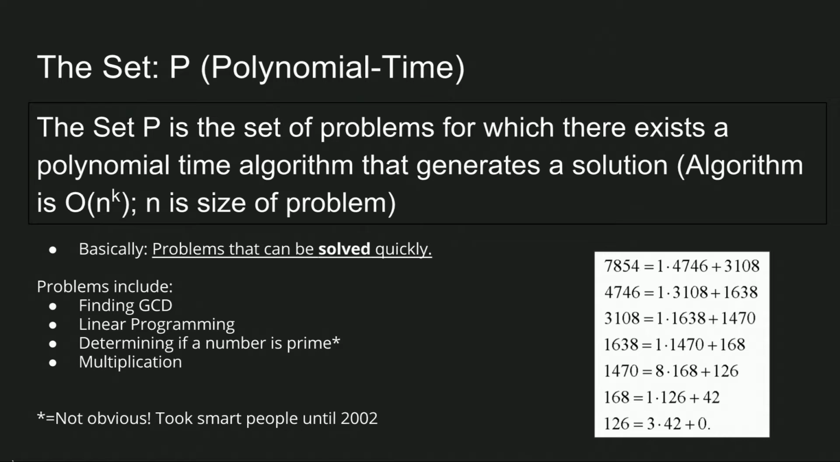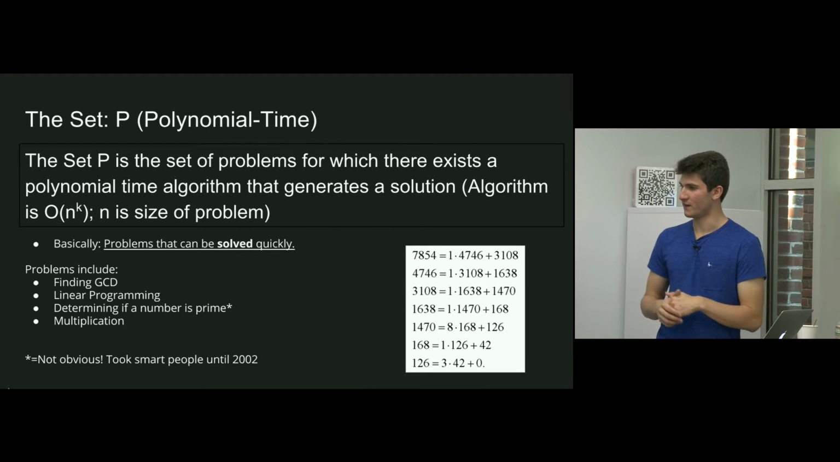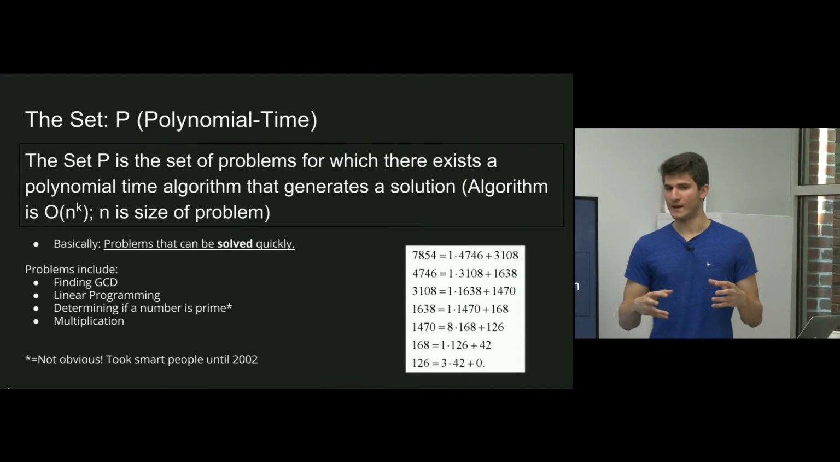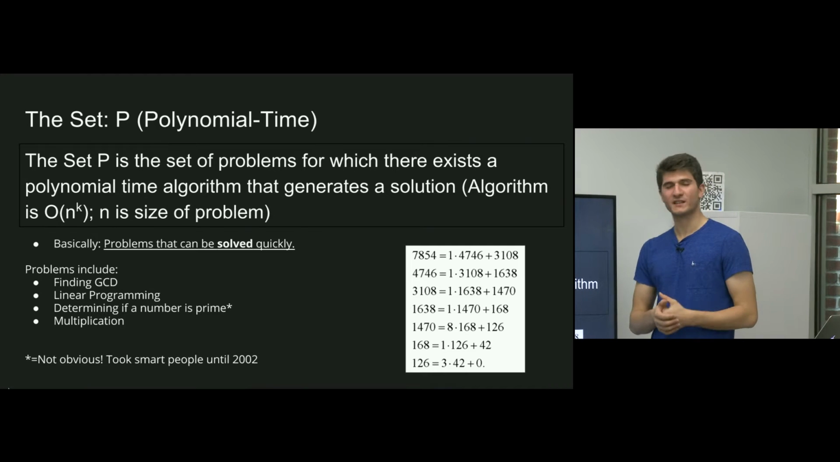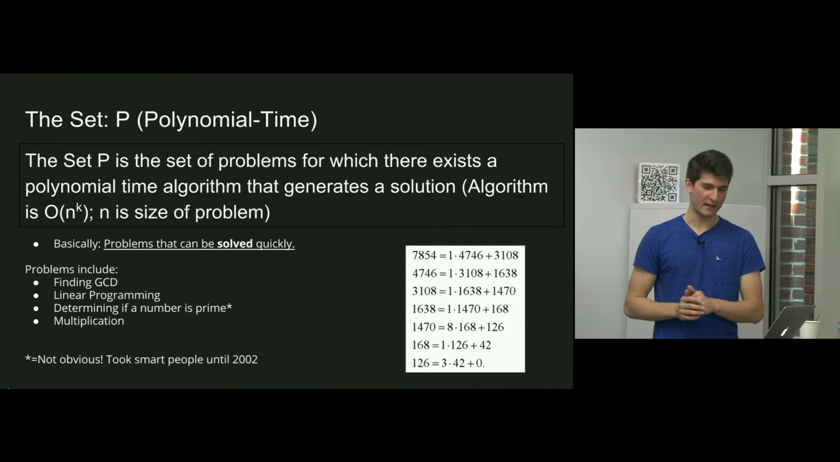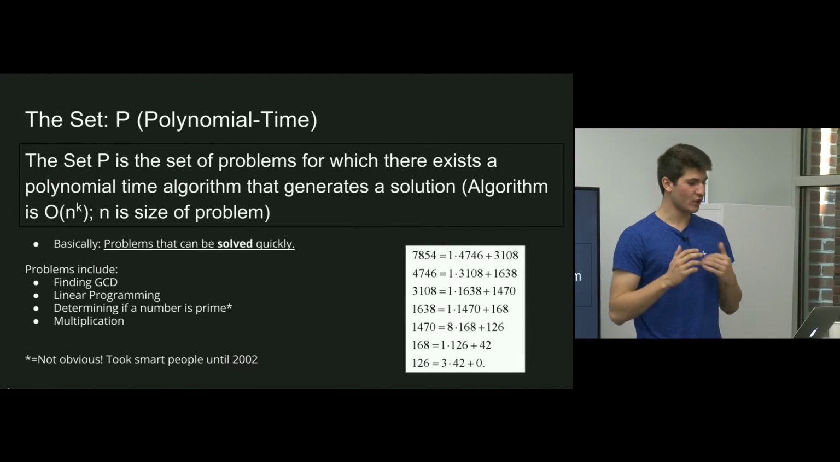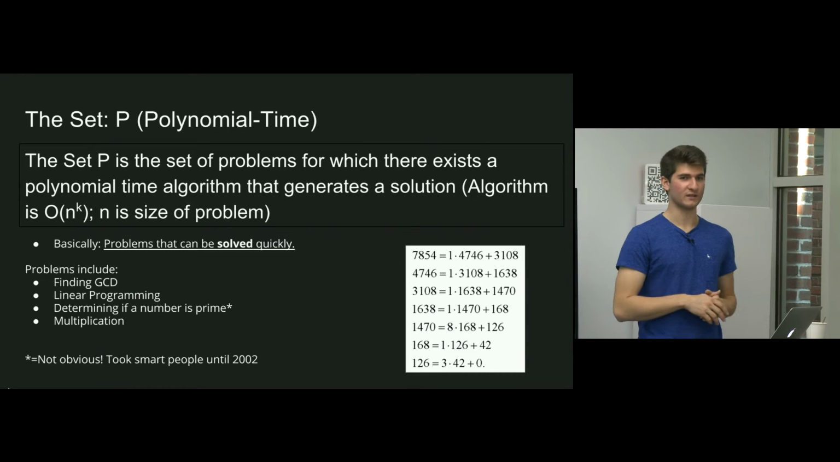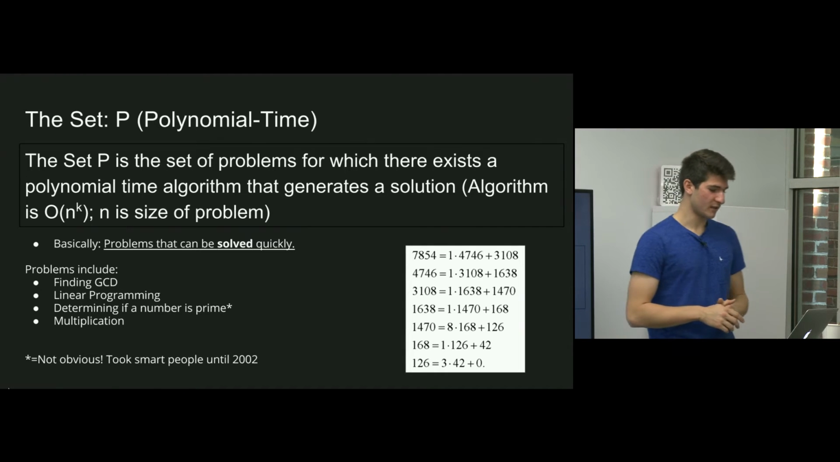So these problems include finding the GCD of two numbers. We know we have a fast algorithm for that. It's been known for many years. It's due to Euclid, and you can see the Euclidean algorithm right there. It is very deterministic. You just put in input, and you can slowly boil down the problem into a solution. Linear programming is basically a set of equations. Let's not worry about that too much right now, but that's another problem that is well known to be in P. And determining if a number is prime, as I mentioned earlier, wasn't found until 2002, but that is also in the P family of problems.